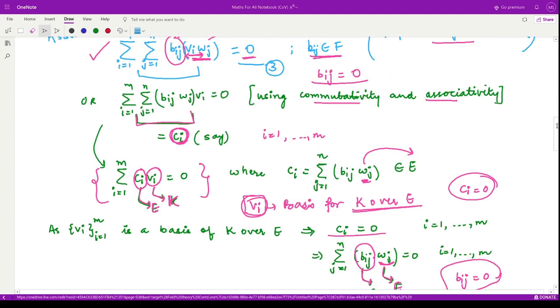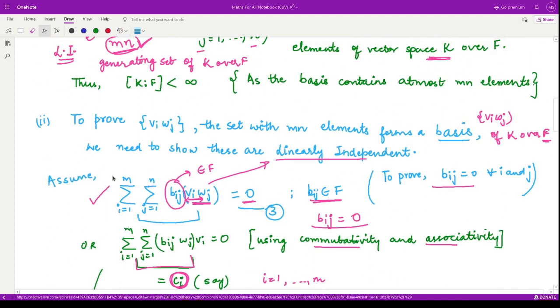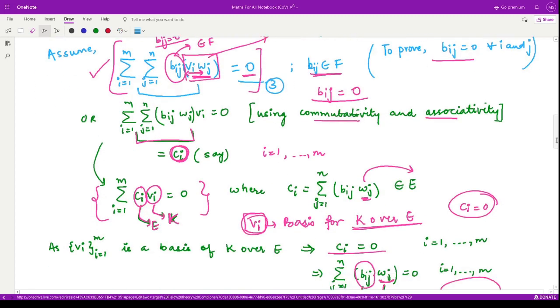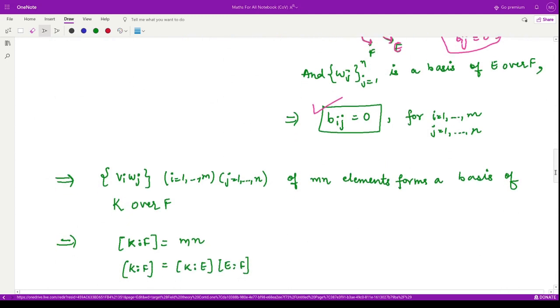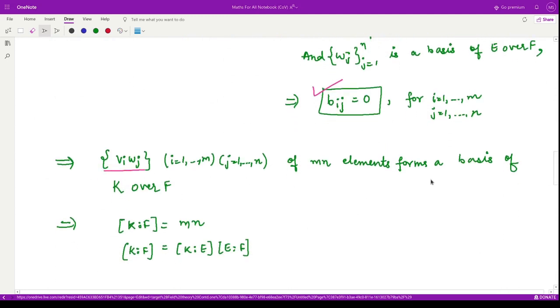Now we considered this linear combination and it is equal to 0. It implies all these b_ij's are equal to 0. It implies that the set v_i w_j is linearly independent. If this is linearly independent, it forms a basis for K over F. And how many such elements are there in this basis set? We have i varying from 1 to m and j varying from 1 to n. So in total we have mn elements in it.